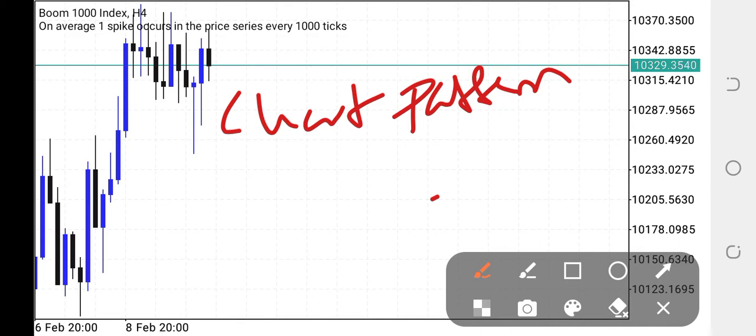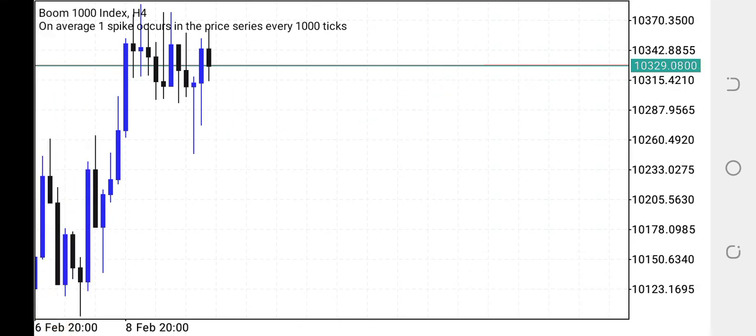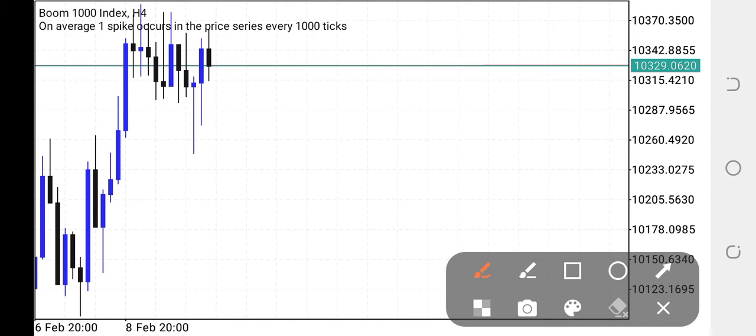There are a lot of chart patterns, but I don't necessarily trade all. I selected these few, and these are the ones that have been helping me so far in my journey of trading. I want to show you these chart patterns. I'm going to draw them for you, then explain them one after the other. I'm going to start with this chart pattern here.